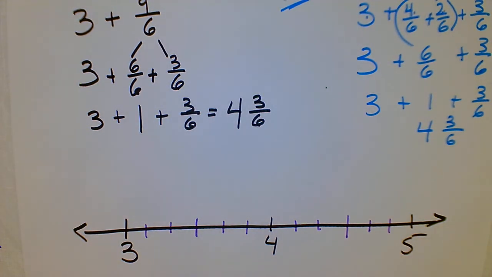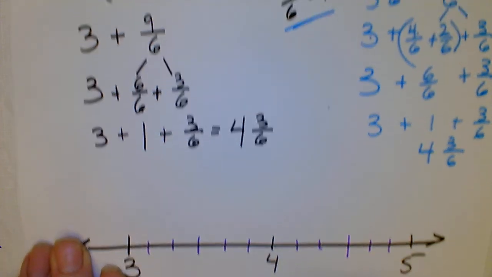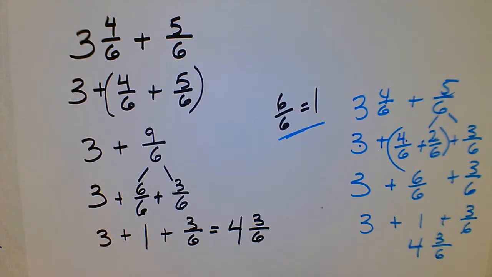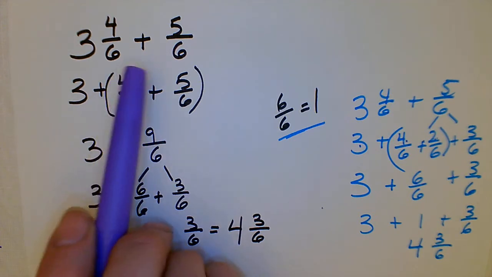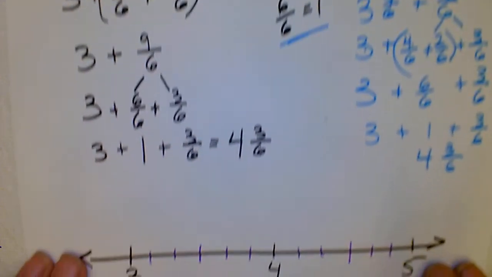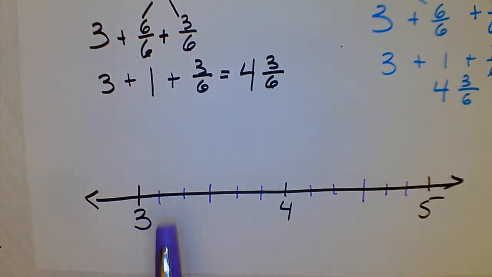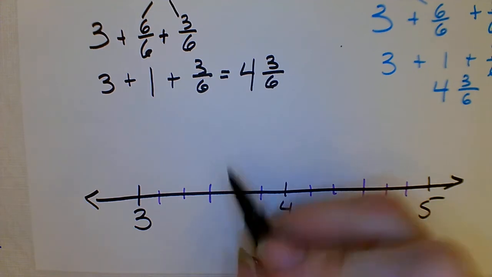So we started with 3, and let me just remind you what our equation, or our number sentence, was: 3 and 4/6 plus 5/6. So let's first mark off where 3 and 4/6 would be. So we have 3 and 1, 2, 3, 4 sixths. So let me go ahead and mark that.